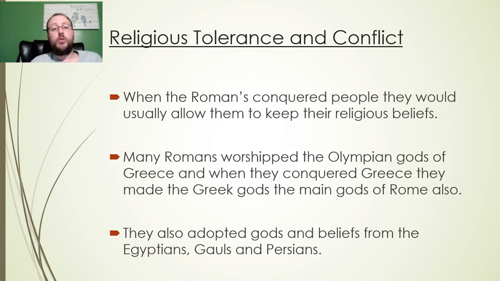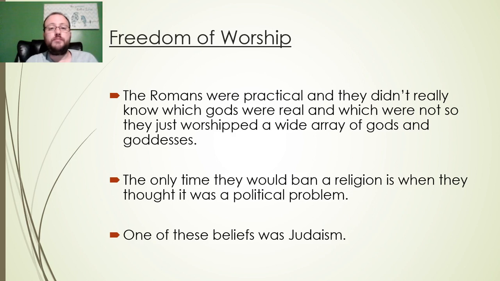So, a little about Roman religious beliefs. When the Romans conquered people, they would allow them to keep their religious beliefs. They were pretty tolerant of other religions. Many Romans worshipped the Olympian gods of Greece, and when they conquered Greece, they made the Greek gods the main gods of Rome also. They just changed their names. They also adopted gods and beliefs from the Egyptians, the Gauls, and the Persians, and meshed all that together to make a Roman culture of gods.